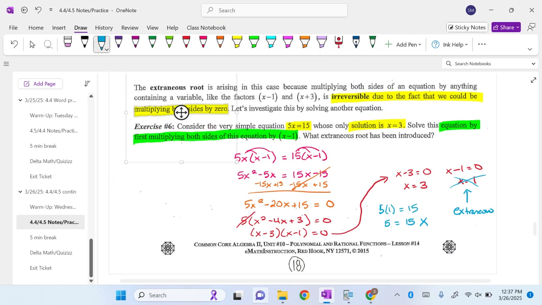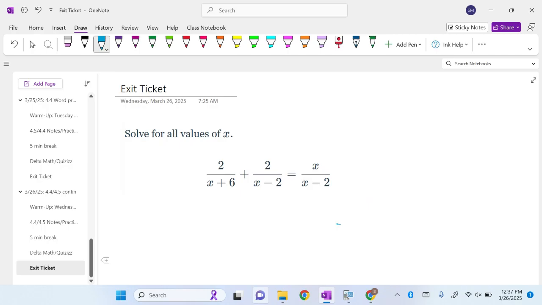And I'll go ahead and post the exit ticket as well.